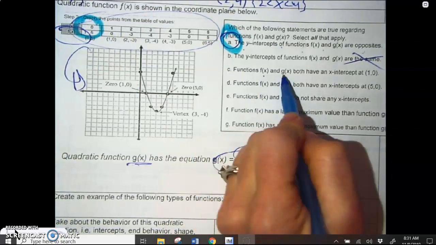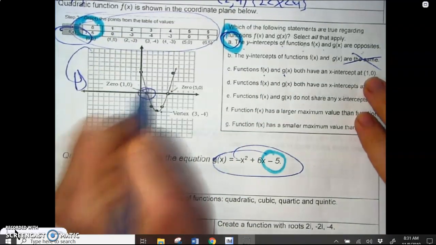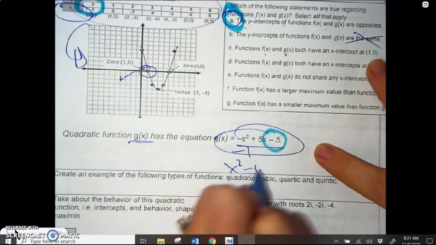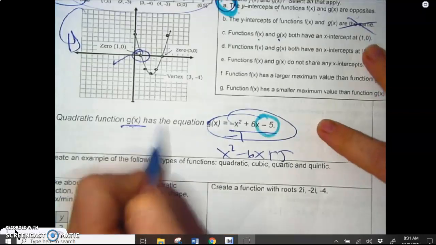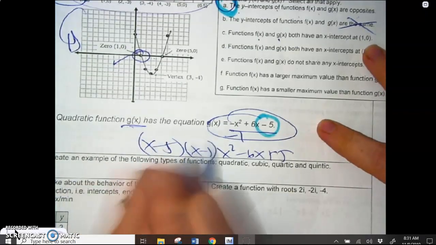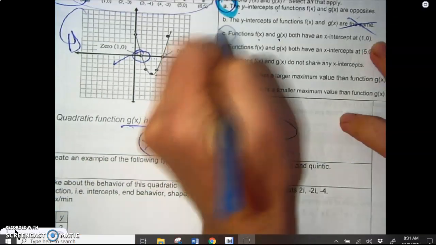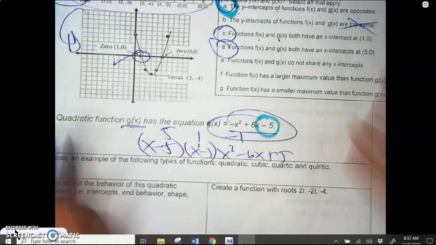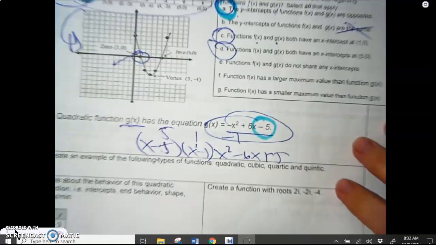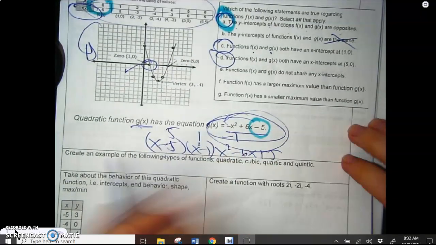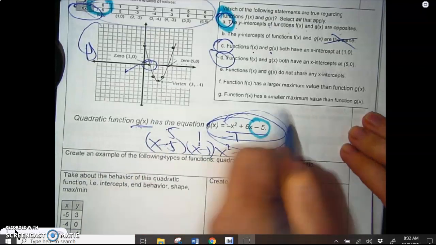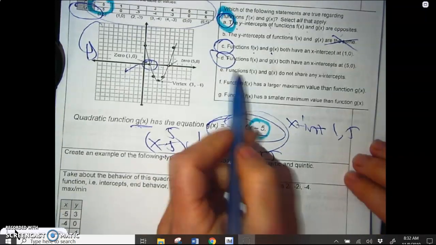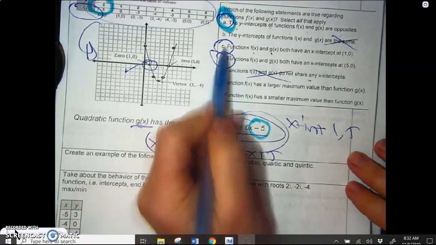f of x and g of x both have an x-intercept of 1. That does have an x-intercept of 1. So I'm going to have to factor this, dividing by -1: x squared minus 6x plus 5, which is (x minus 5)(x minus 1), 1 and 5. It also does, and it has an x-intercept of 5 also. By the way, if this is in the calculator section, which I'm pretty sure it is, you could just graph this, and if you're not going to factor it, just write x-intercepts 1 and 5 so I can see work. They don't share any x-intercepts? Well, no, because we just said they did.